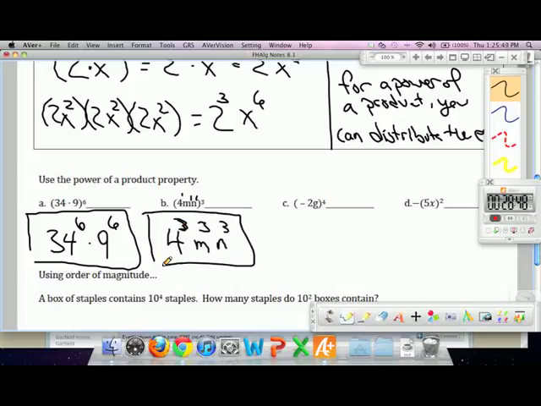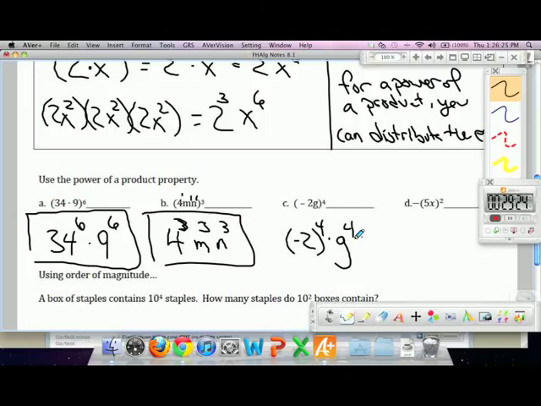Negative 2g to the 4th. What do I do for negative 2g to the 4th? Each of those has a first power, so I could just multiply 1 times 4, so each of those is 4. Our last one. I'll just do this one, I'll come back, and I think it'll answer your question.